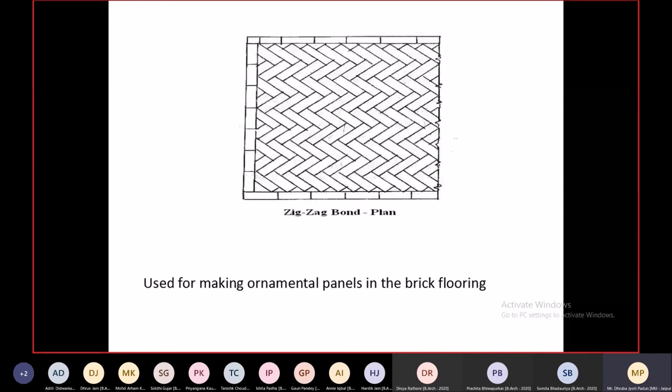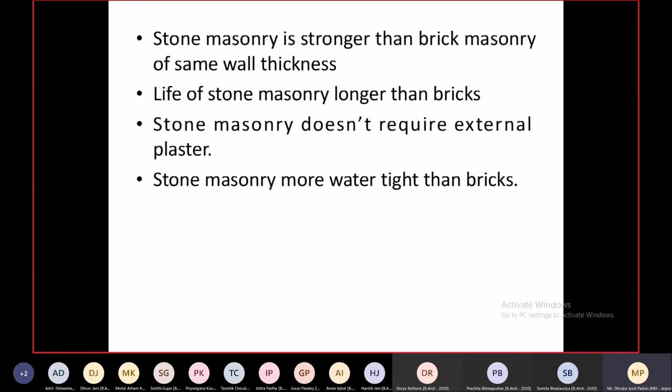So this is a zigzag bond. Normally, in the construction of building walls, we do not go for this particular bond, the zigzag bond. When we have to do brick flooring, then only a zigzag bond is used to arrange the bricks.